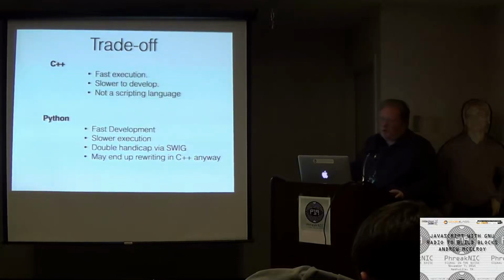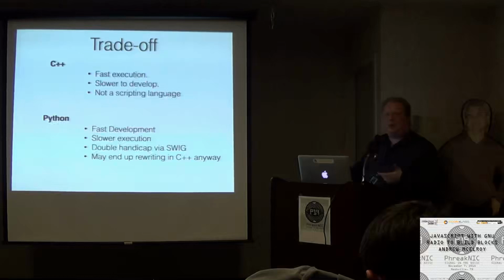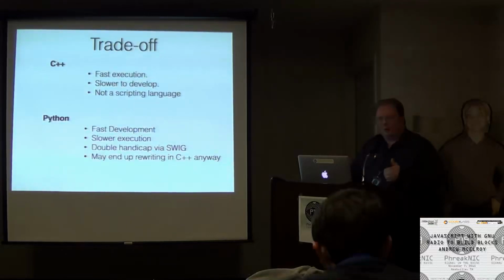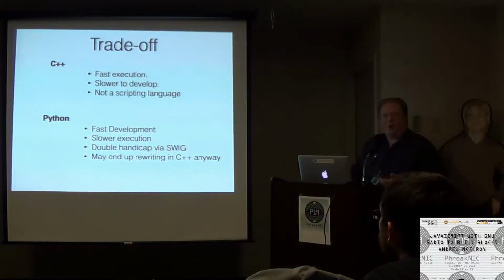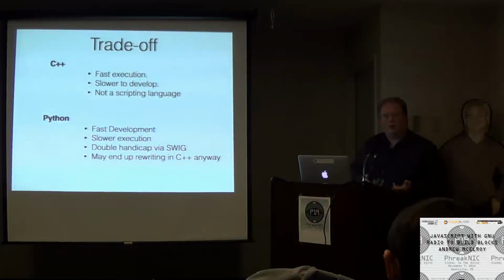Python, one thing you have to hand Python is that it's fast. You can crank out blocks very, very quickly. It's a lot slower to execute. And so the way it's actually working is SWIG is essentially an API wrapper that's basically calling the C++ code from Python. And the thing is, you build out this entire project in Python, and then when you are ready to go to production, you might end up rewriting large parts of it in C++ anyway. So you've now added double development time.